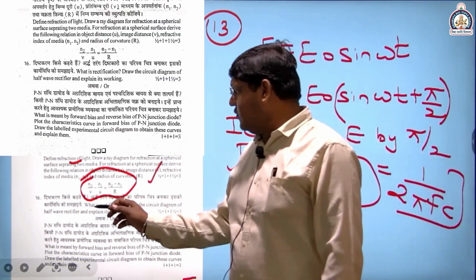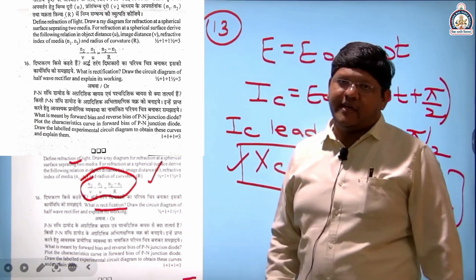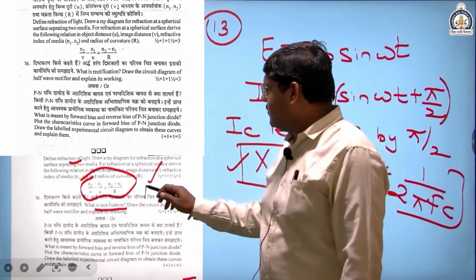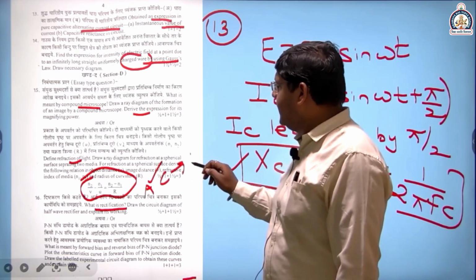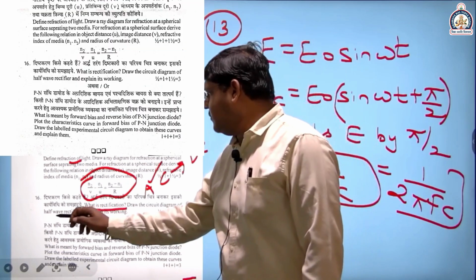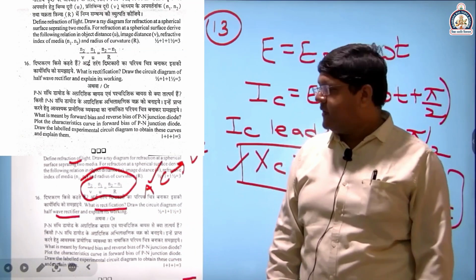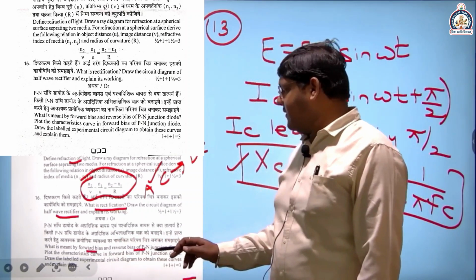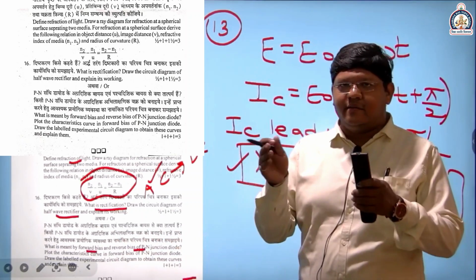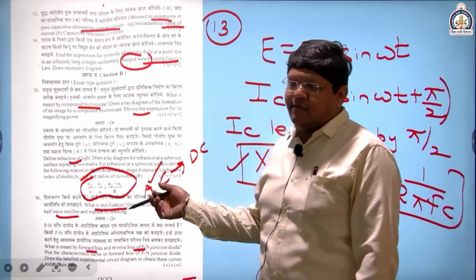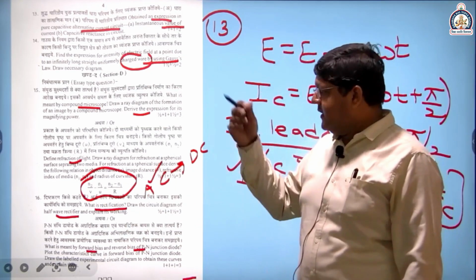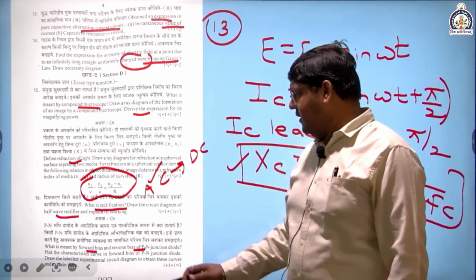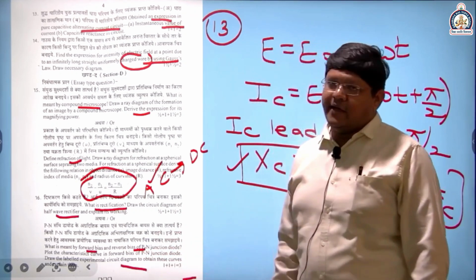In question 16, long question: what is rectification? Rectification is nothing but the process of conversion of AC to DC, and you have to explain the circuit of a half wave rectifier. And the last question is regarding forward biasing and reverse biasing of a PN junction diode. Forward biasing simply means connecting positive to positive and negative to negative, and the reverse connection is called reverse biasing, and we have to draw the curve for forward and reverse.